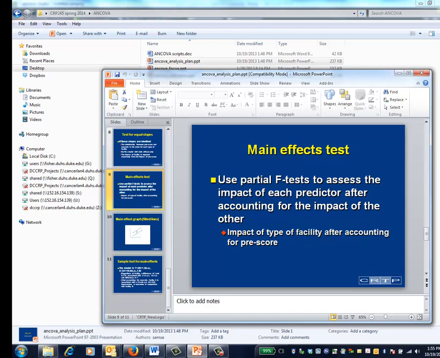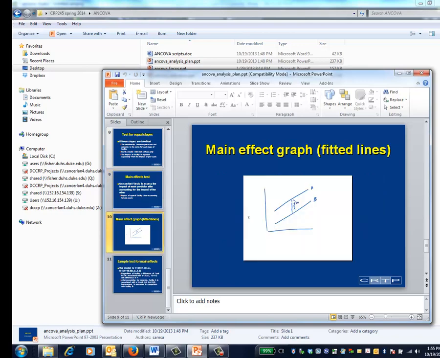Within the main effects model, use partial F tests to assess the impact of each factor after accounting for the impact of the other. Here's a graphical presentation of the main effects. Should be apparent, the impact of facility is the same regardless of initial functional status. The regression coefficient for facility is the vertical distance between the two lines. This slide contains some text fragments for reporting main effects.